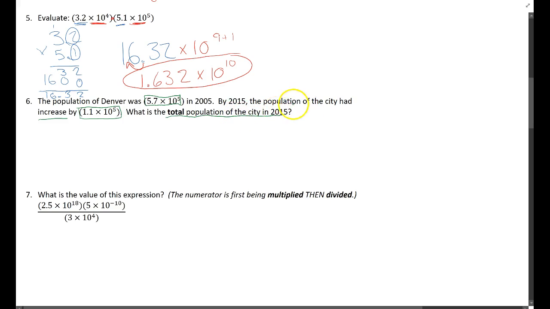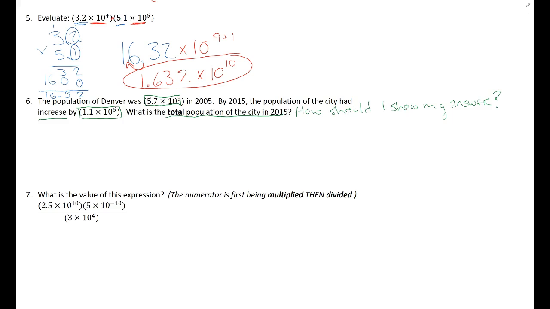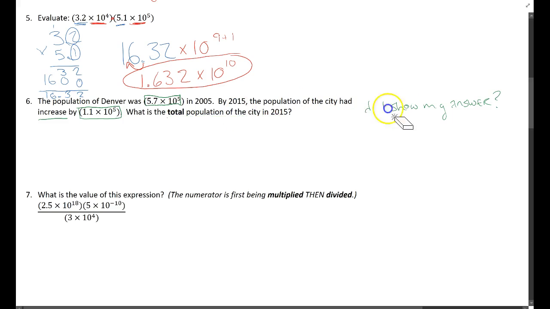Now, something that I note they didn't mention in this question was how I should show my answer. They didn't tell me if I needed to do it in scientific notation or in standard notation, so really I can do whatever I want. So I'm going to do this. What is the total population?